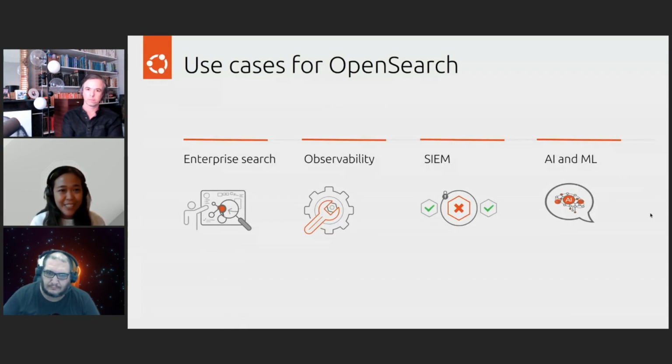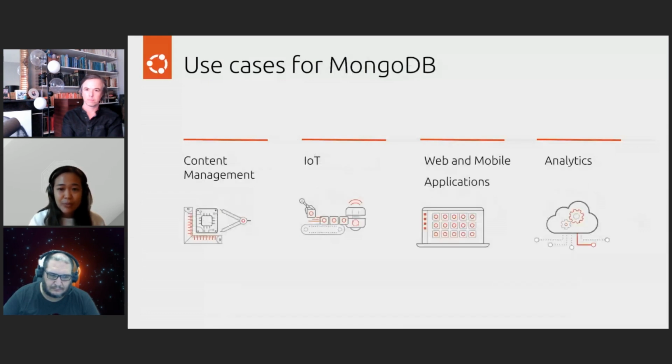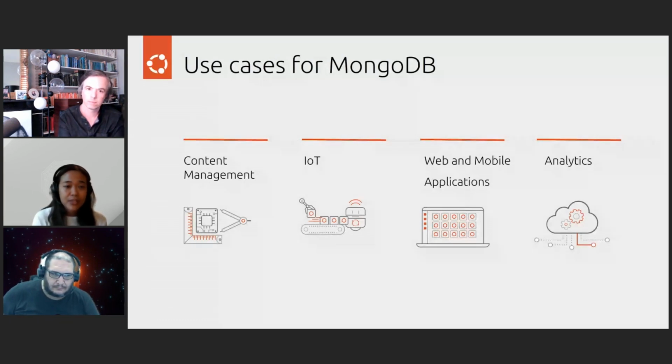And then my next use case will be MongoDB. So MongoDB is a NoSQL database. It's mainly very famous for its scale-out architecture, as well as the capability to store both structured and unstructured data. And this is the reason why it's very good with use cases such as content management.